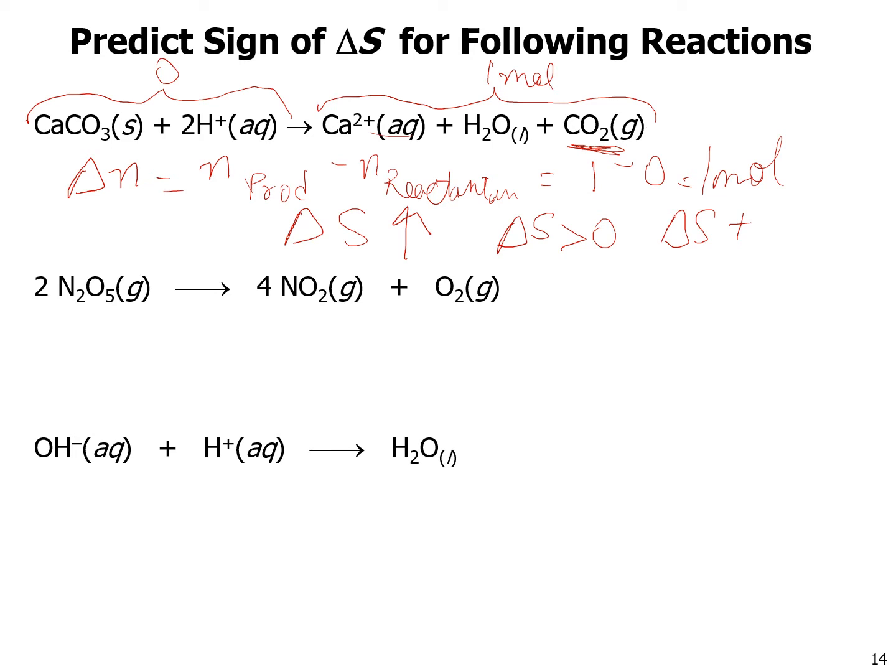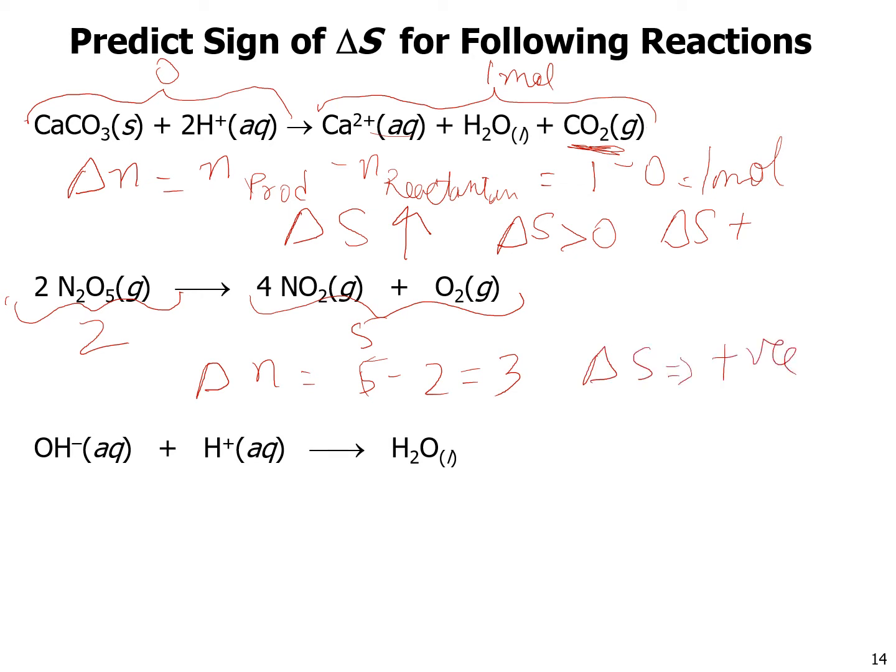Producing gas, and another mole of gas. So, easy question. We want to figure out what is delta N. What is the N of reactants here? 2. N of products, 4 plus 1, which is 5. So delta N is going to be 5 minus 2, product minus reactant, which is 3. Since it's a positive number, our delta S is also going to have a positive sign.